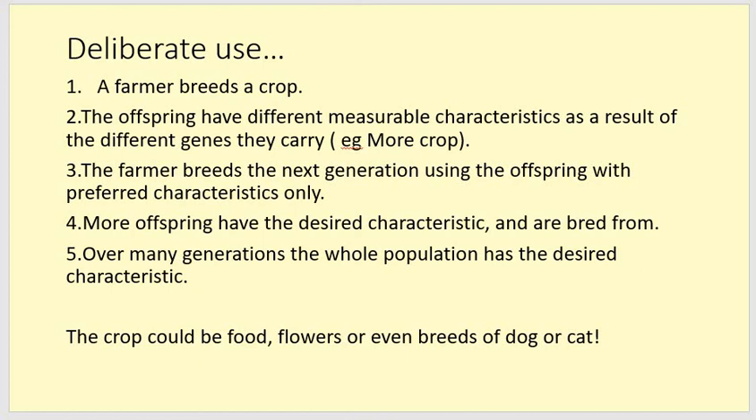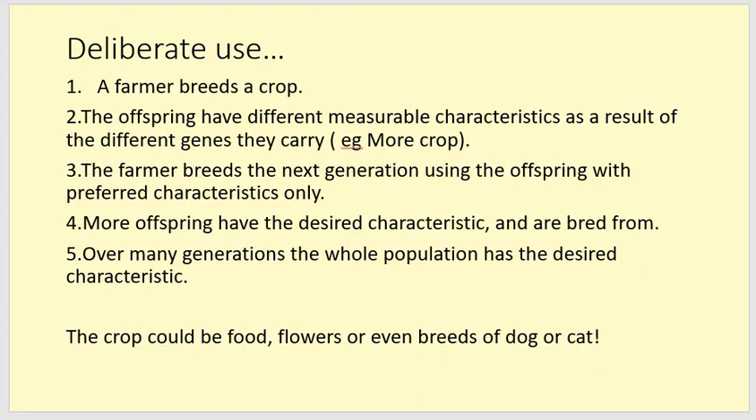Greater mass, or it could be having a resistance to a disease, because they don't want a disease to wipe out their crop, because then they haven't got anything to sell and to get their money back. The farmer will breed this next generation using the offspring with the preferred characteristic, whether that is a higher yield, as in more of it, or whether it is resistance to a disease.